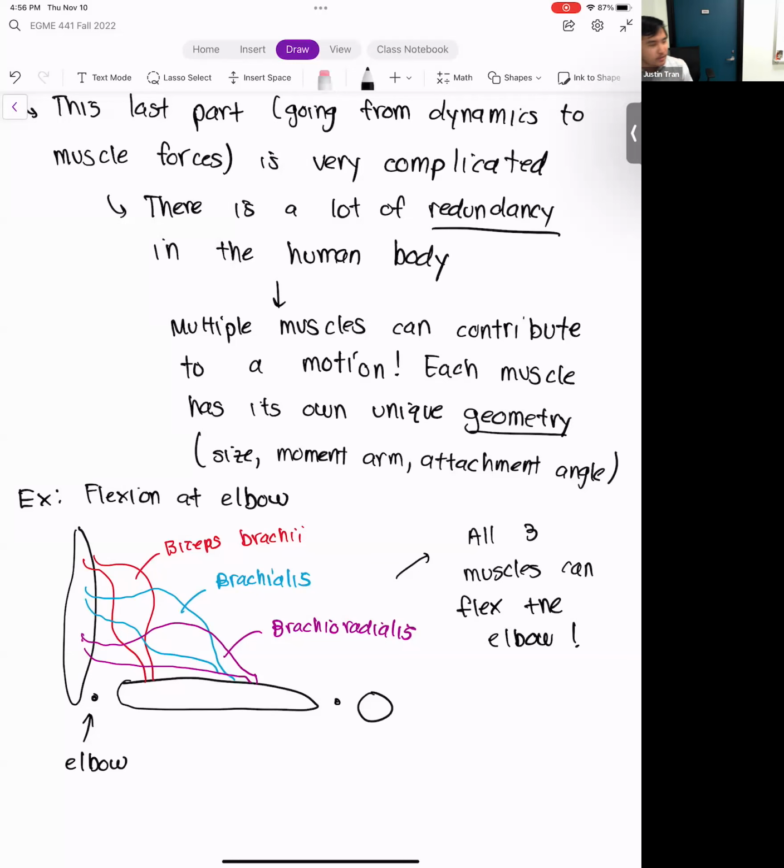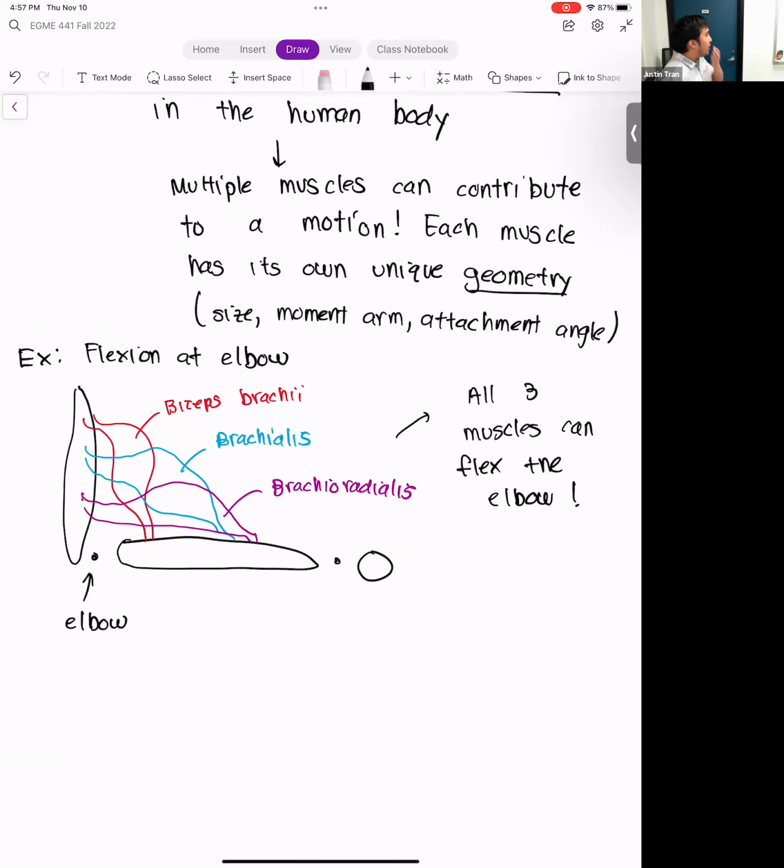Because of the way all three of these muscles attach and where they're positioned in the body, all three can contribute to flexion at the elbow. So when you observe someone doing a dumbbell curl or flexing at their elbow, it's not just one muscle acting on its own. It's all three acting together. If you remember, when we did biostatics, we looked at this exact problem. The way we dealt with it then was to make an assumption: that the amount of force a muscle could output was proportional to its cross-sectional area.